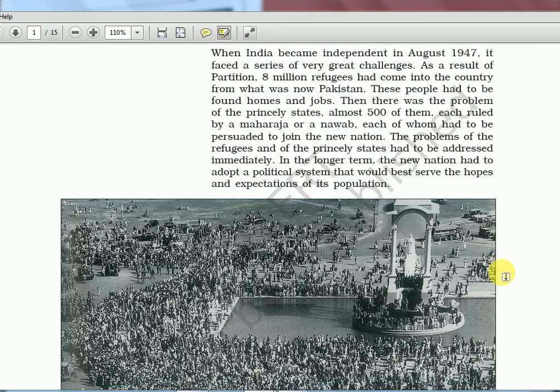Okay, this picture, I'll tell you what it is, but before that, try to guess what that picture is about. This huge gathering of people. Now partition also happened, you know. And 8 million refugees had to come into a country from what was now Pakistan. These people had to be found homes and jobs.